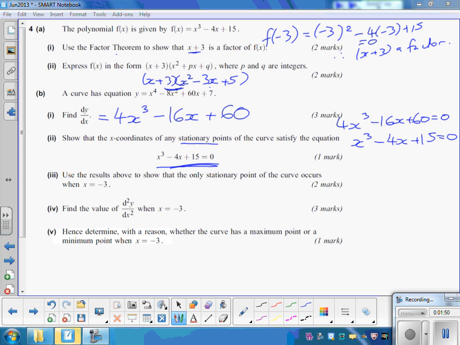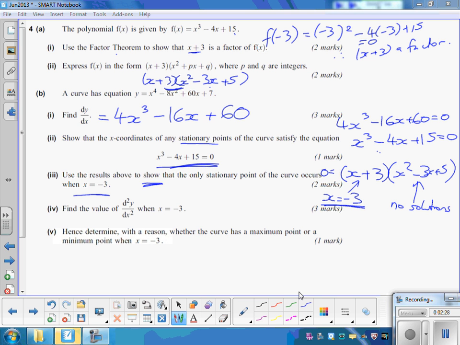Use the results above to show that the only stationary point occurs when x equals minus 3. Well, that's because that thing there is what we started with at the beginning. And from the beginning, we know that this factorizes to x plus 3 times by x squared minus 3x plus 5. For a stationary point, this equals 0. Well, there's clearly an answer here at x equals minus 3. And most people got that. But how can we show that there's no solutions here? And just writing no solutions isn't good enough. We need to actually show that there's no solutions here.